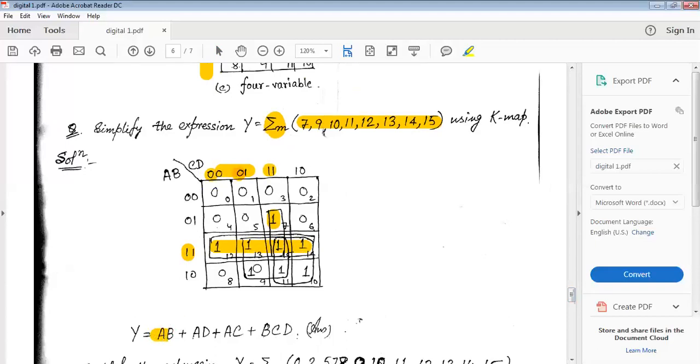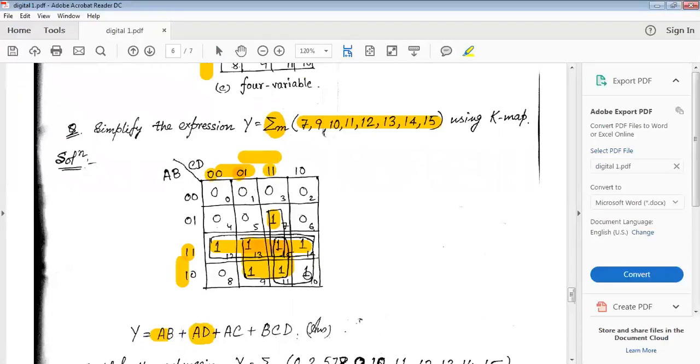Then again we can see there is another pair of 4 ones. So in that case, A is not varying. A is here 1 and again here 1. And in that case, D is not varying in these two columns. So it becomes AD.